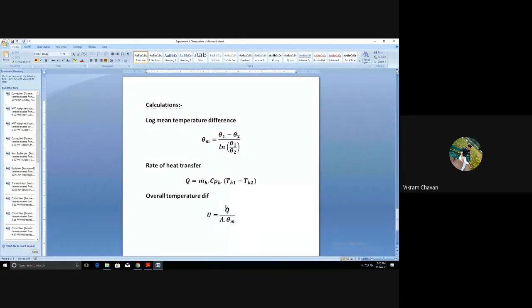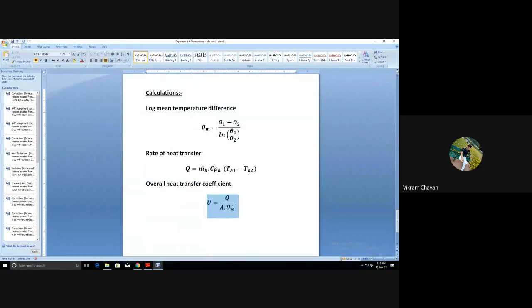and the overall heat transfer coefficient. Okay, that is nothing but U, and you know that Q is equal to U multiplied by A multiplied by theta m. So on the basis of that basic formula, you can calculate the overall heat transfer coefficient, that is nothing but U is equal to Q divided by A multiplied by theta m.